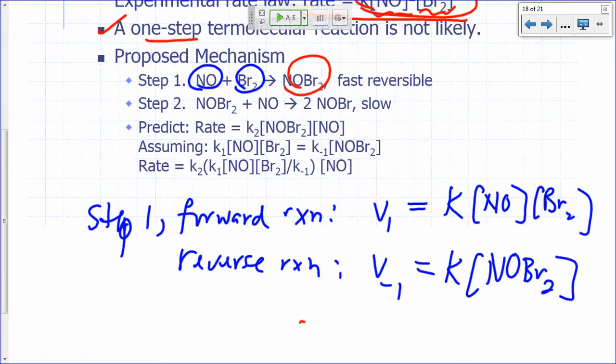And now, the rate constants for forward and reverse reactions are not going to be the same. So to make that distinction, we're going to call this K1 and we're going to call this K sub negative 1. Okay, those are just labels. K1 is the rate constant for step 1 going forward. K sub negative 1, that's just a label. That's the rate constant for the reverse of step 1.